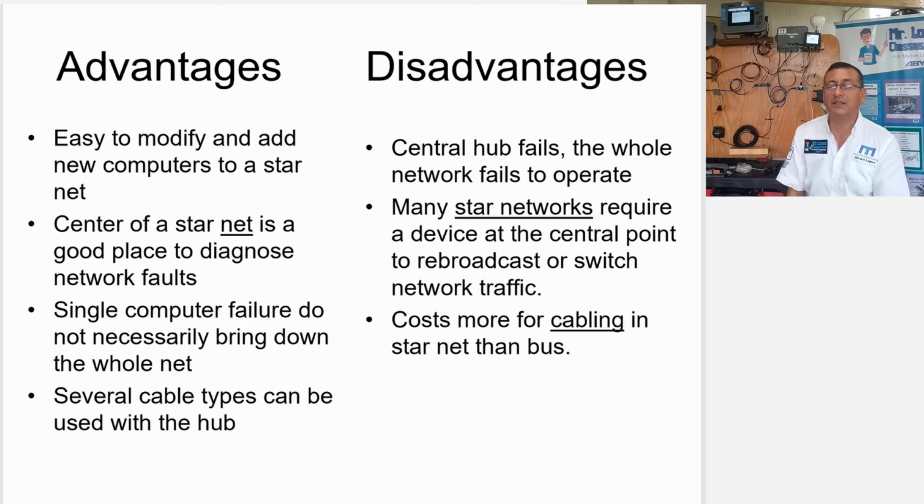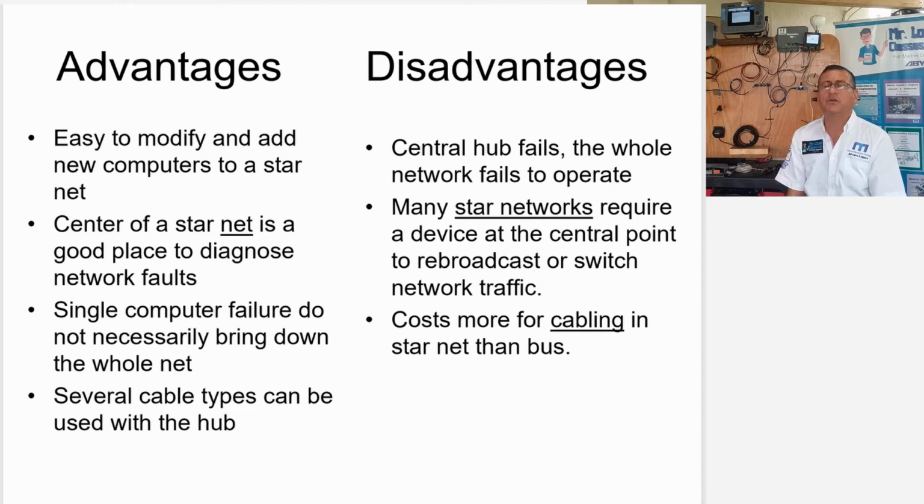Okay, advantage and disadvantage. Advantage: it is easy to modify and add new equipment. The center of the star network is a good place for diagnosis or troubleshooting. A single computer failure does not necessarily bring down the whole system. Several cable types can be used with the same hub. Disadvantage: if the central hub fails, the whole system fails. Many star networks require a device at the central point to rebroadcast or switch the network traffic. It costs more money.